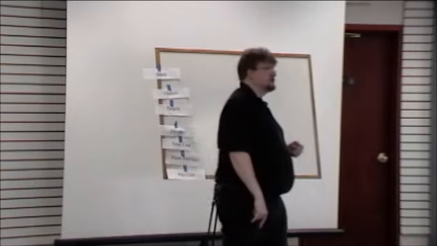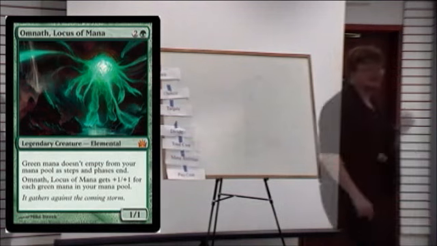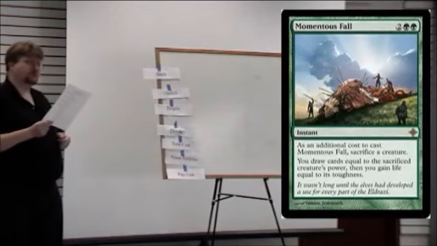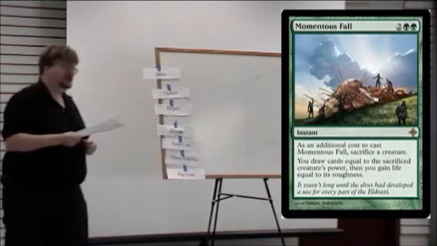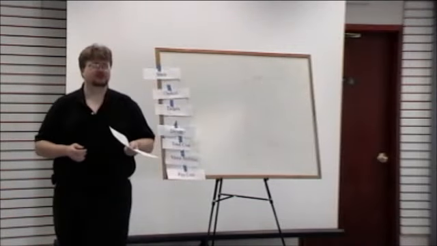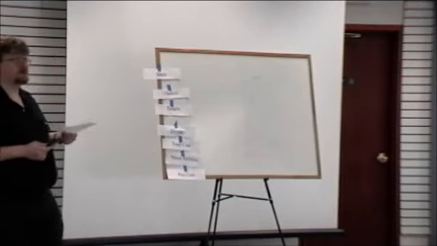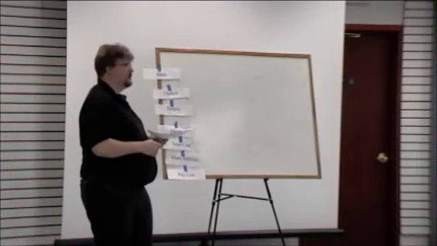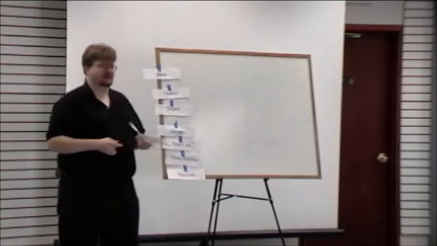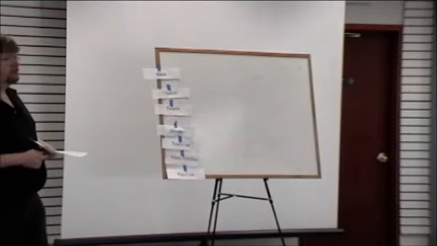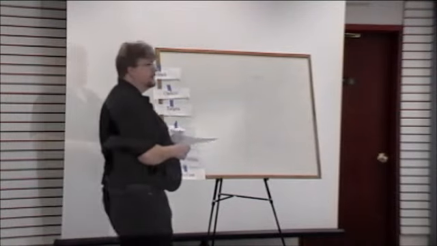I control Omnath, Locus of Mana. And let's say I cast, right, Momentous Fall. And I want to tap 4 forests to pay the mana cost for Momentous Fall. And of course, as an additional cost to cast Momentous Fall, I have to sacrifice a creature, and because I'm mean like that, I am choosing to sacrifice Omnath. How many cards do I draw?